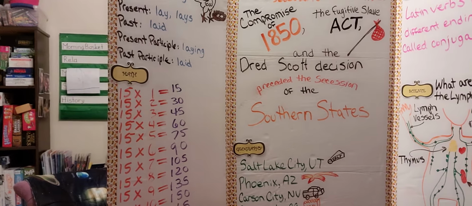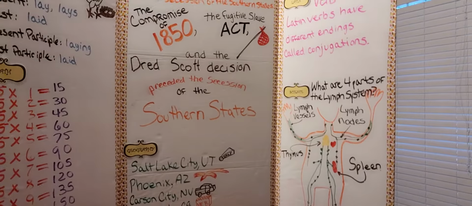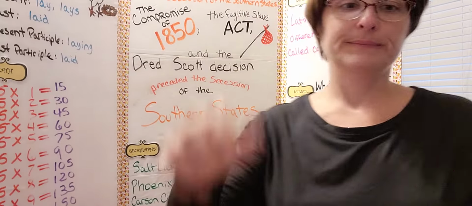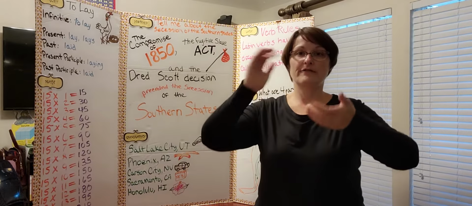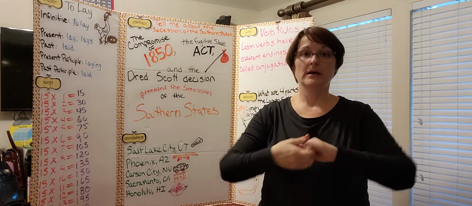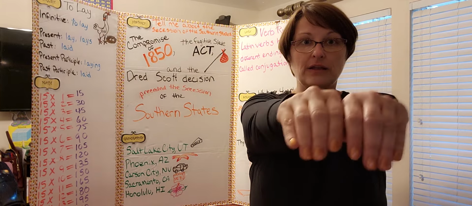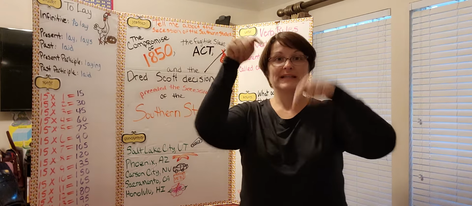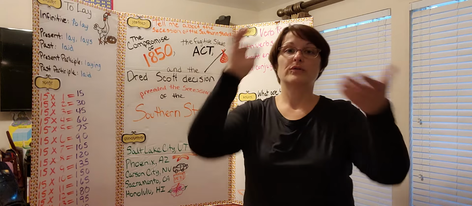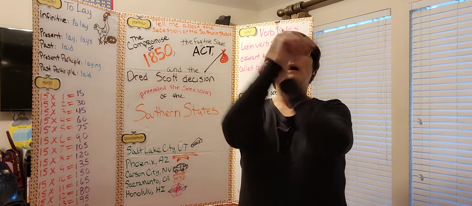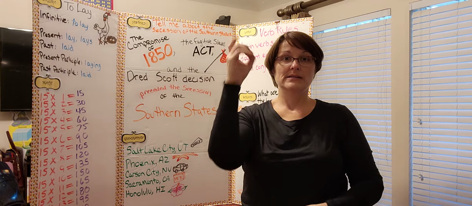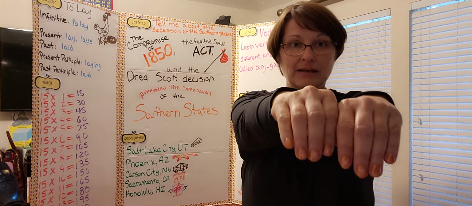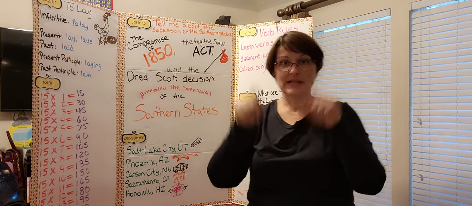Tell me about the secession of the southern states, the compromise of 1850. So we have the Compromise of 1850, the Fugitive Slave Act, and the Dred Scott Decision preceded the secession of, and then we went like this for the southern states.